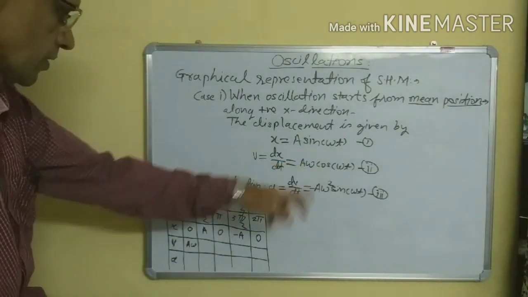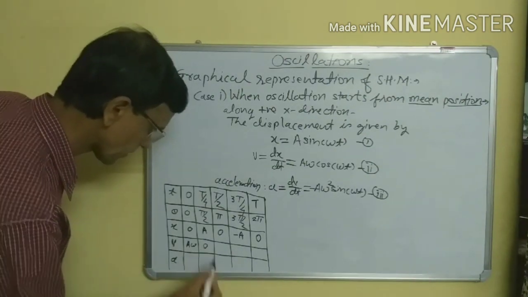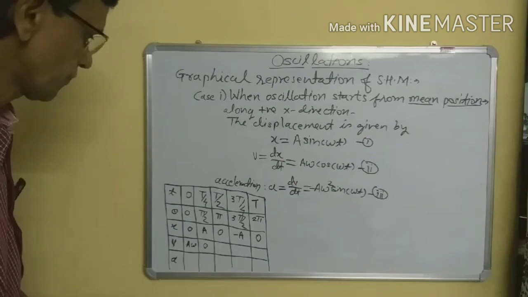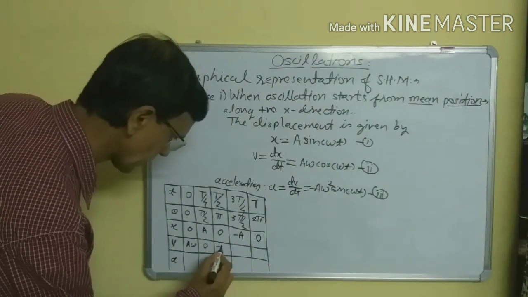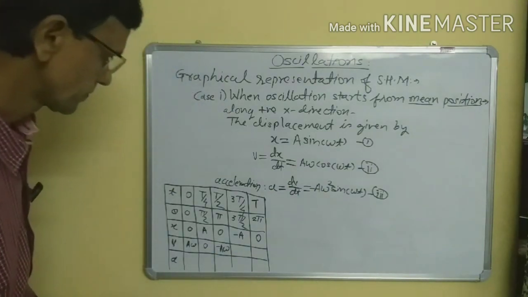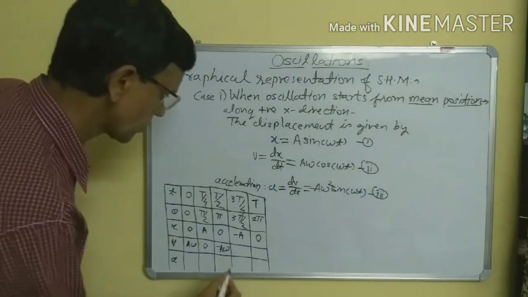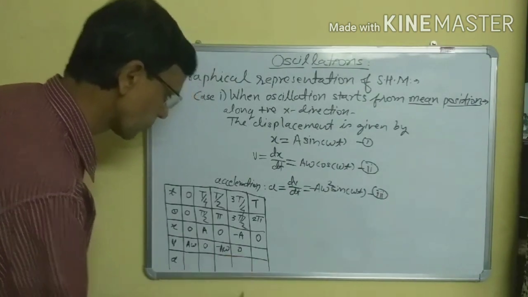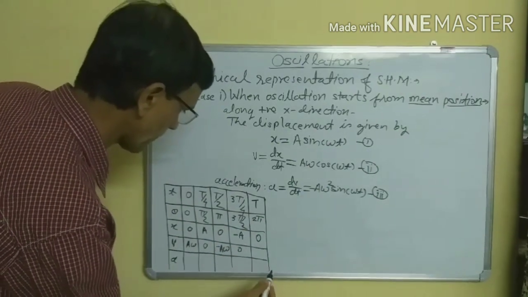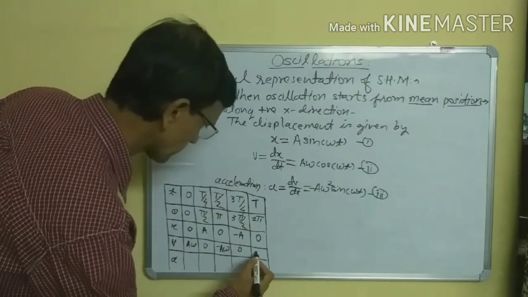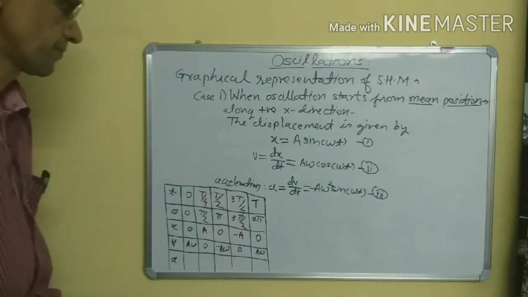Then cos of pi by 2 is 0, therefore the total value becomes 0. Cos of pi is minus 1, therefore it is minus A omega. Then cos of 3 pi by 2 is 0, the value becomes 0, and cos of 2 pi is again plus 1, therefore its value comes out to be A omega.